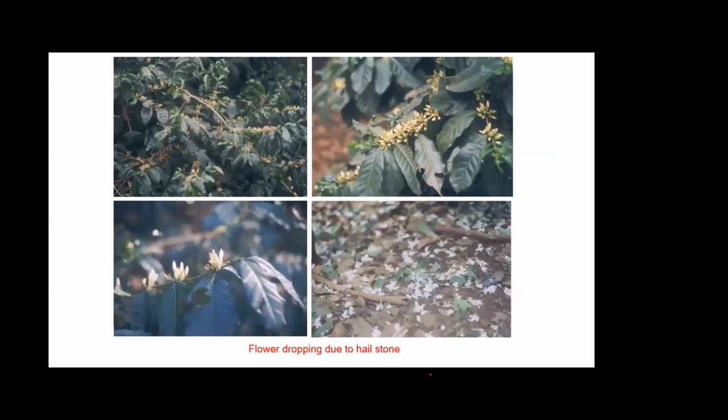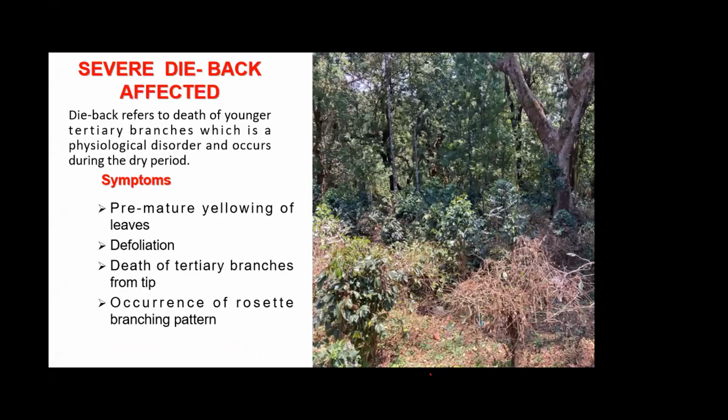So if you are not maintaining a 2-tier shade canopy or optimum shades, you normally will observe these kinds of problems, such as the flower dropping will be there. It is only because of the hailstone. It directly hits your coffee plants, and whatever flowers you will notice on the plants will be dropped off. So 2-tier shade canopy is important because it will prevent the stones from directly hitting.